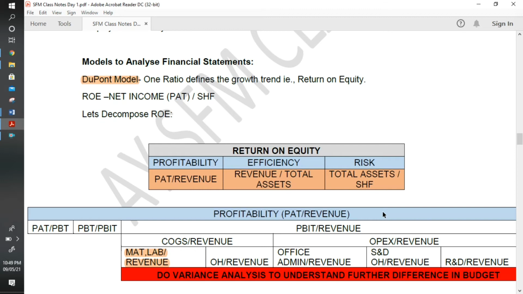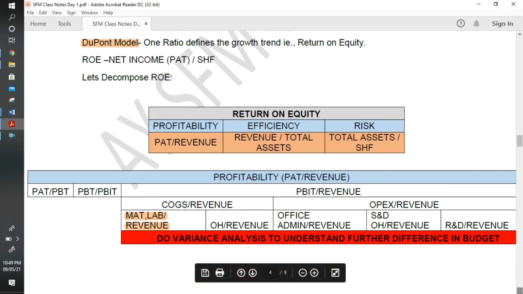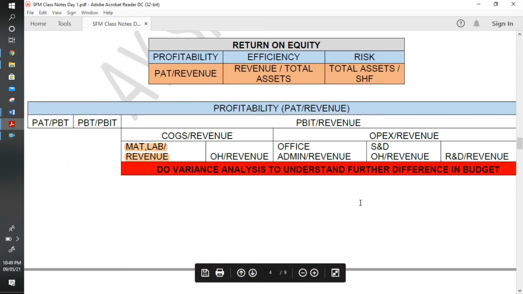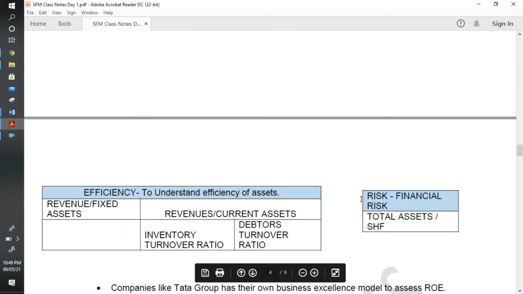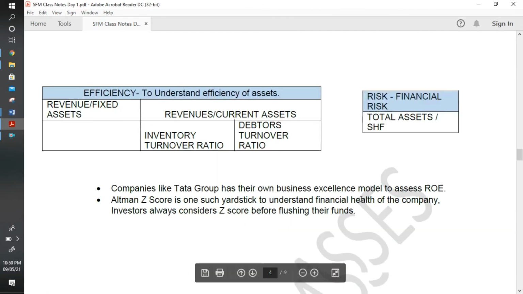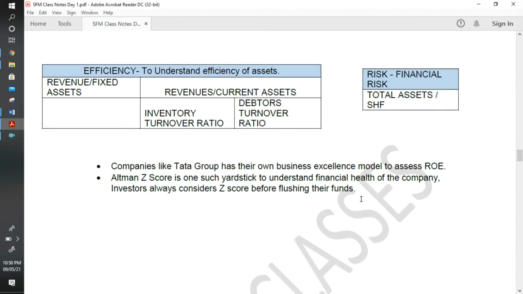And now coming to efficiency. In this perspective, it is mainly to understand the efficiency of the assets. So it's considered at two levels. Revenue by fixed assets, which basically means how much the fixed assets are contributing towards revenue, and revenue divided by current assets, which means how much the current assets are contributing to the revenue.